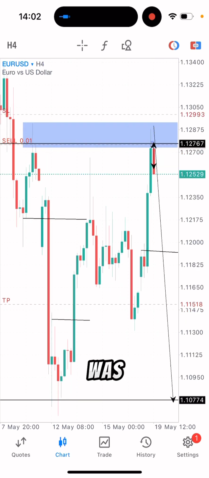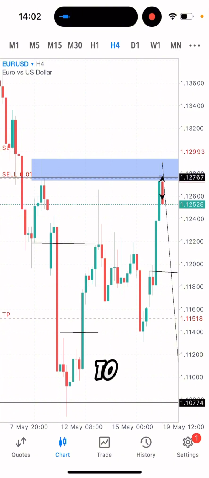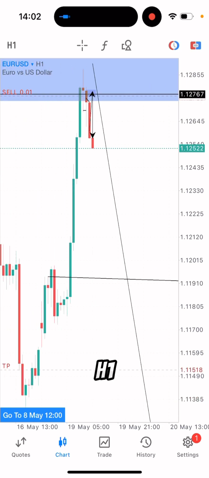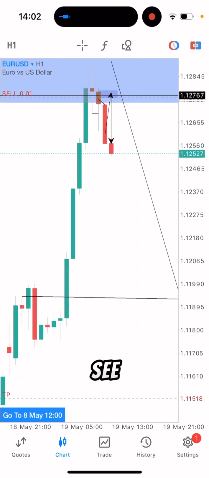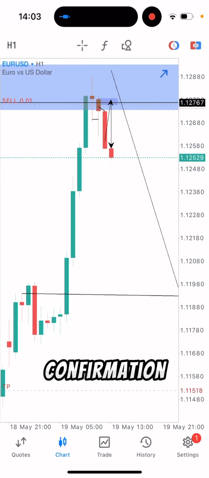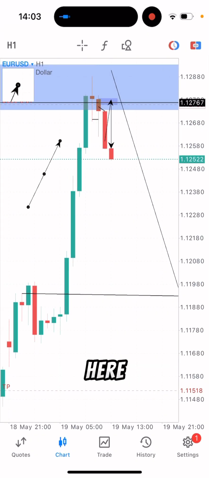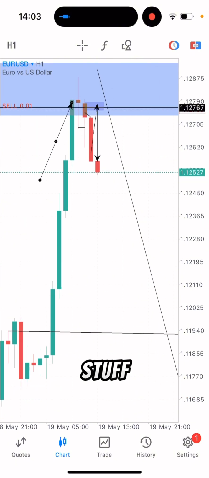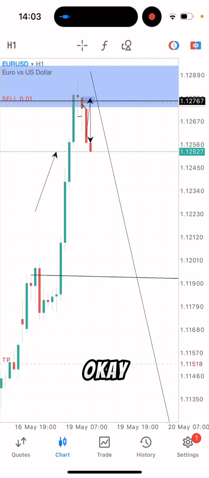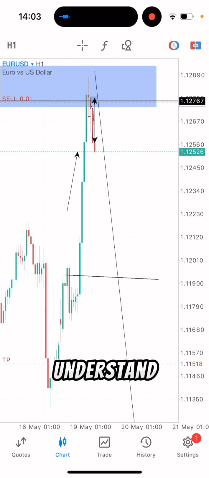So what I did was I went to my H1 to see, because when it got to this very point here, that's when it retested. I went to my H1, and H1 was giving a good sign, as you can see here. That's a good confirmation sign. This was a red candle, a candlestick pattern. So I was like, okay, it seems it's going to fall.